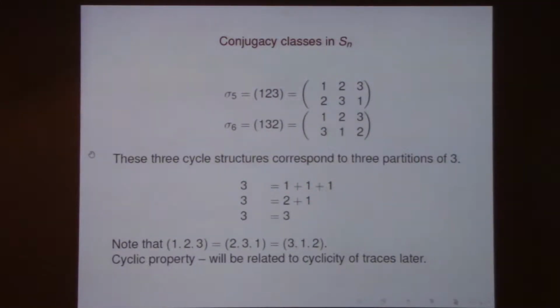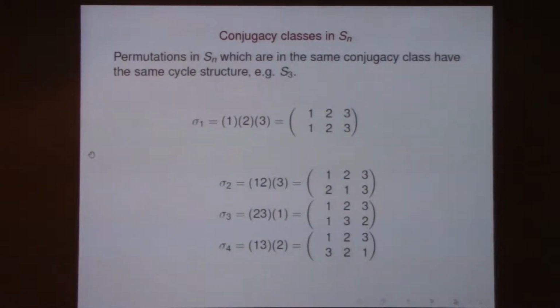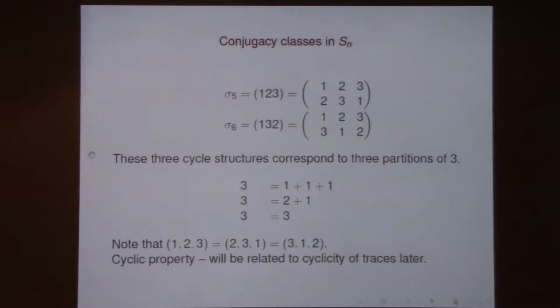And these cycles, of course, have a cyclic property. So here, this I could have written as 1 goes to 2, 2 goes to 1. I could have written it as 2, 1, which would indicate 2 goes to 1, 1 goes to 2. So cycles have cyclicity. And in the application to matrix theory, this will be related to the cyclic property of traces, as we will see later.